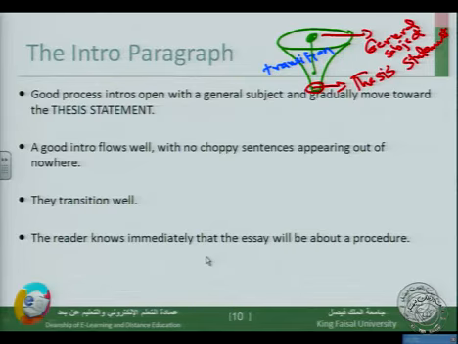By the way, your introduction paragraph is one of the most important paragraphs in your essay, especially the first paragraph and the final paragraph, the concluding paragraph. In the introduction paragraph you attract your reader's attention. In the conclusion, you assure him or her that you were right in your thesis statement.